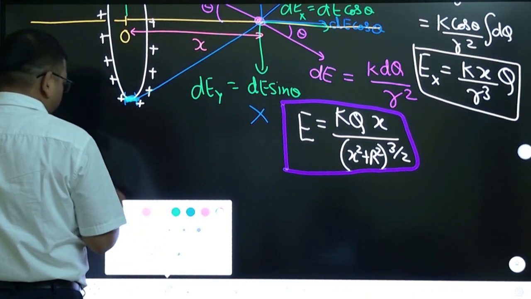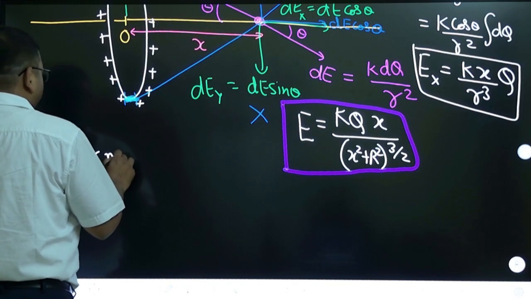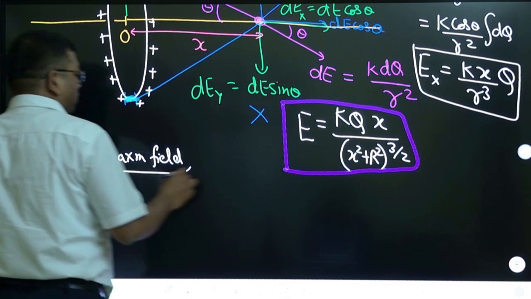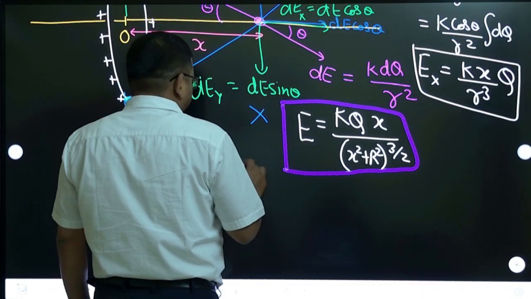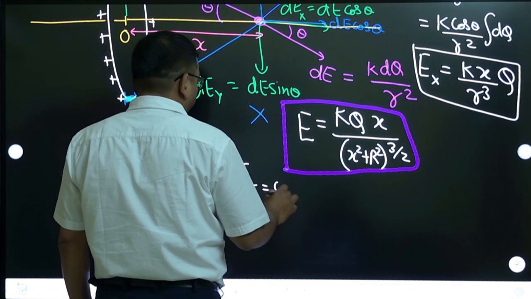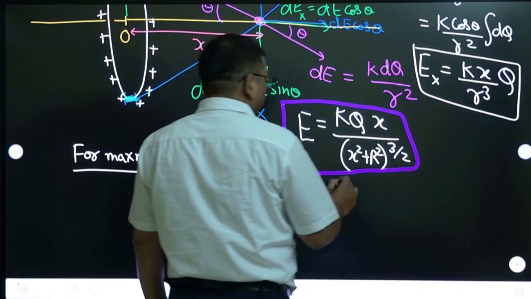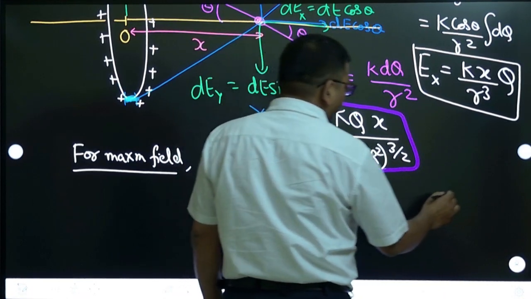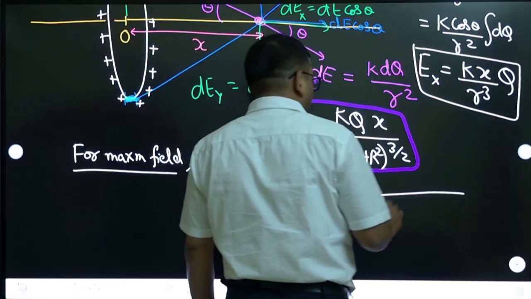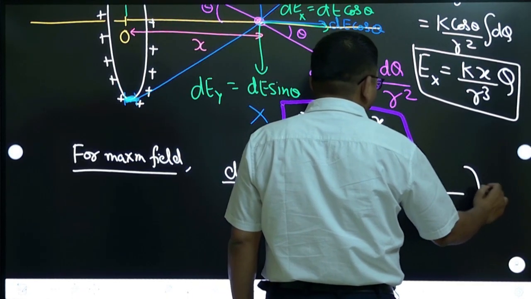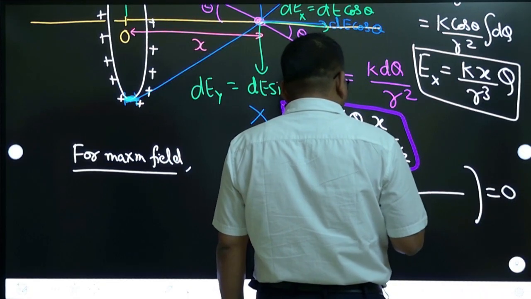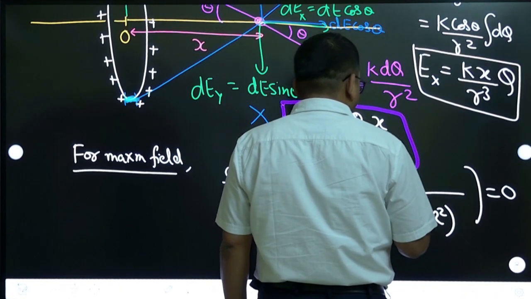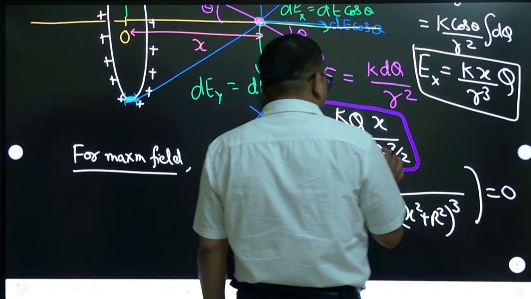For maximum field, dE by dx is equal to 0. Differentiate that, kq comes out. Now it is u by v differentiation, you know, and it has to be 0. For u by v, you take v square, so x square plus r square whole square means the power will become 3.